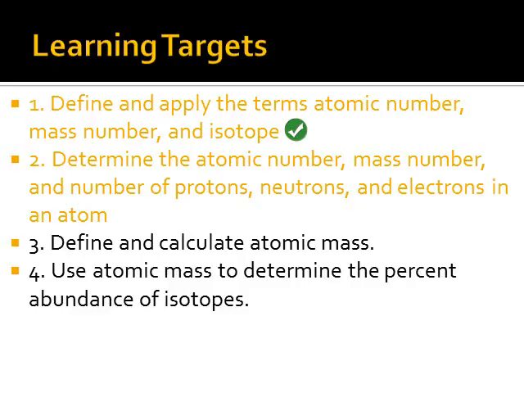This is the second part of the first lesson on chemical basics and basic atomic structure. In the previous video, we left off with determining the atomic number, mass number, protons, neutrons, and electrons in an atom. What we want to do now is get a sense of what an atomic mass is and how we calculate it.